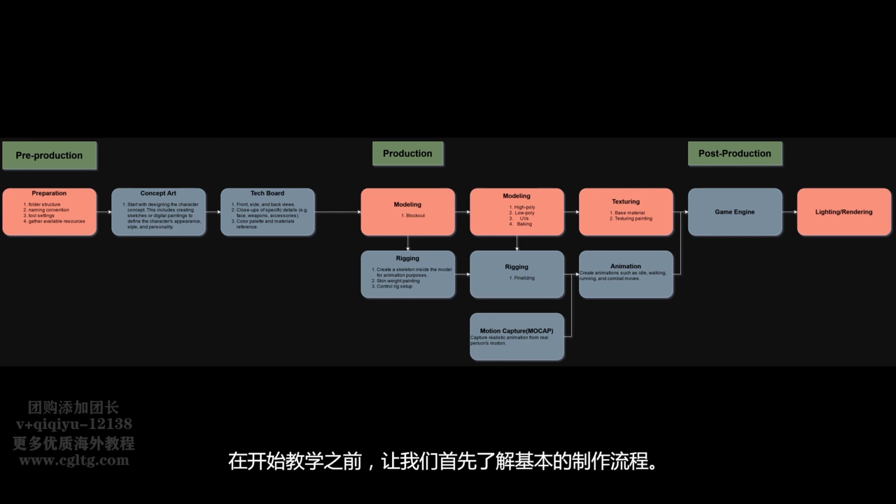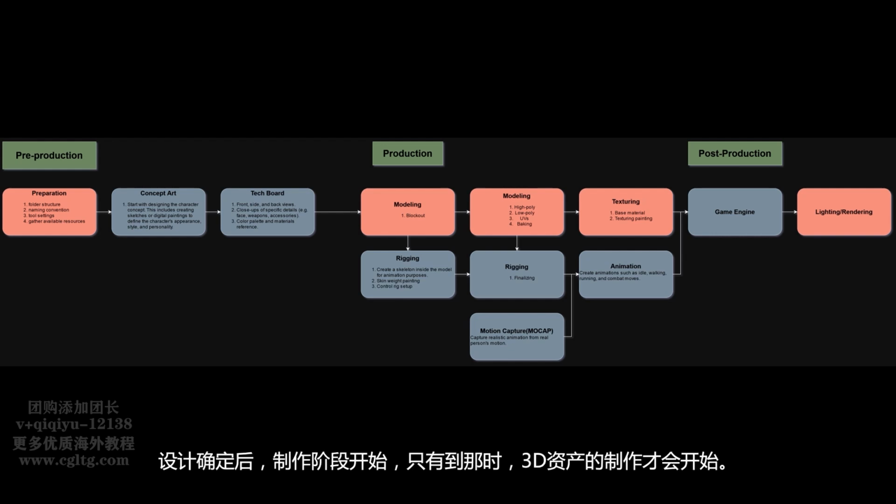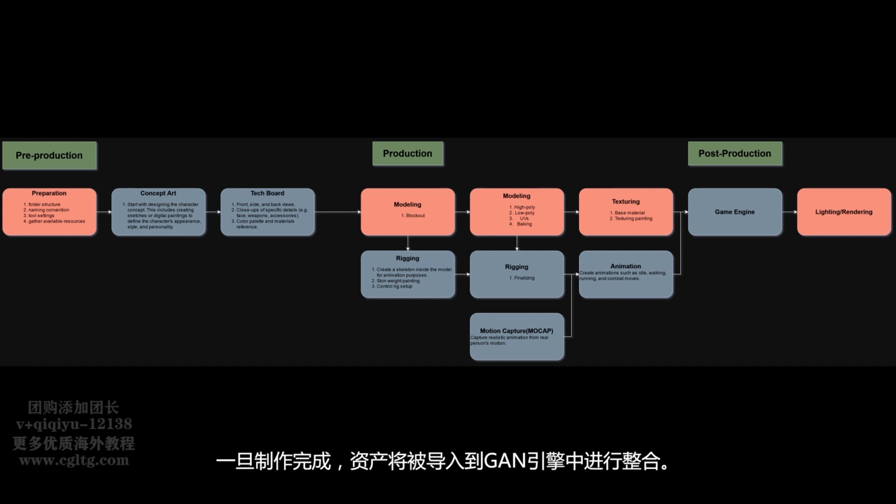Before starting to teach, let's first understand the basic production pipeline. Generally speaking, the production pipeline of a GAN asset involves three stages: pre-production, production, and post-production. Pre-production mainly includes preparation, design ideas, brainstorming, etc. After the design is set, the production stage begins, and only then does the production of 3D assets start. Once production is completed, the assets are imported into the GAN engine for integration.